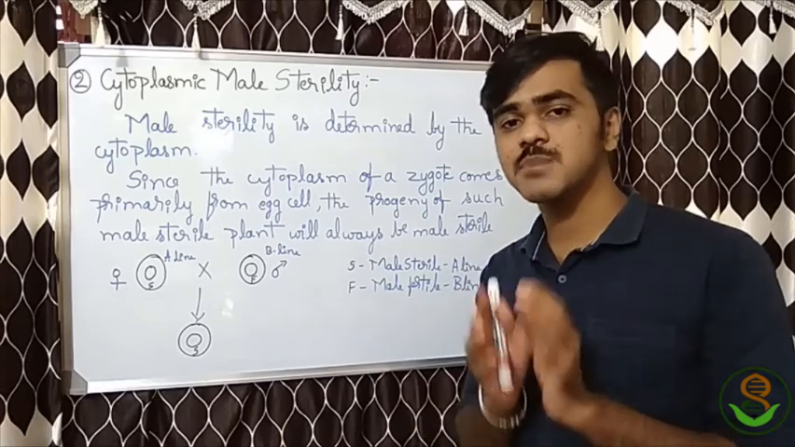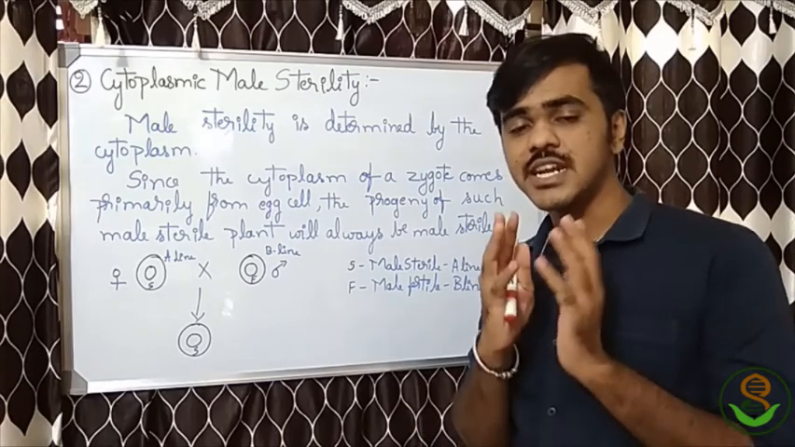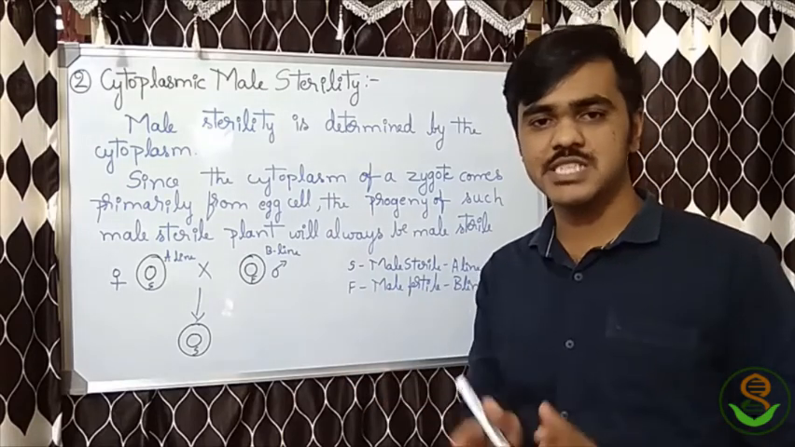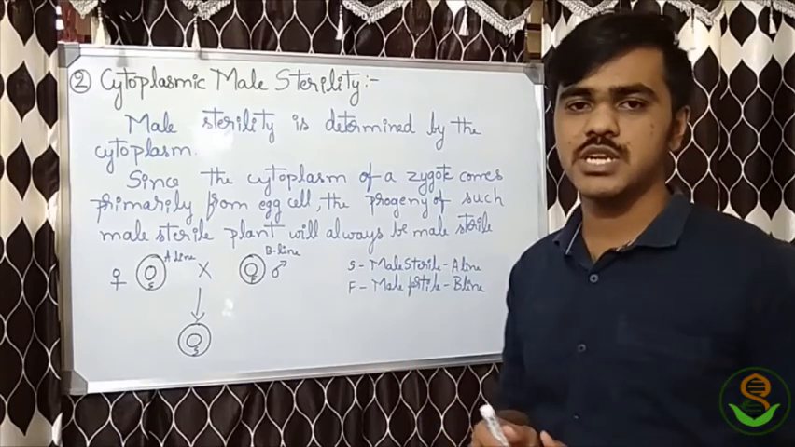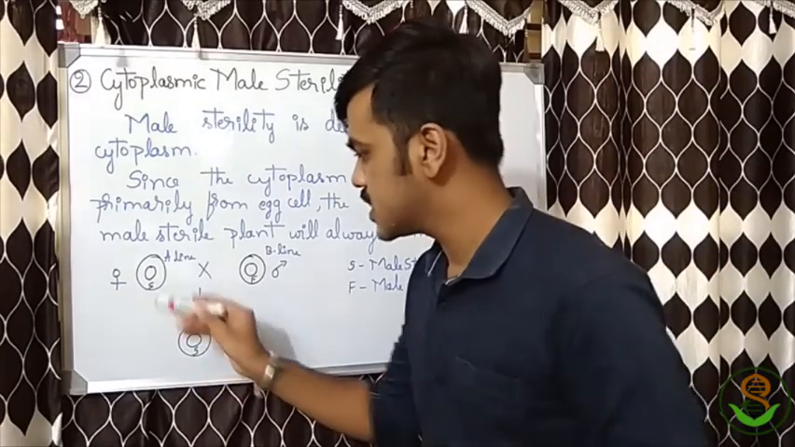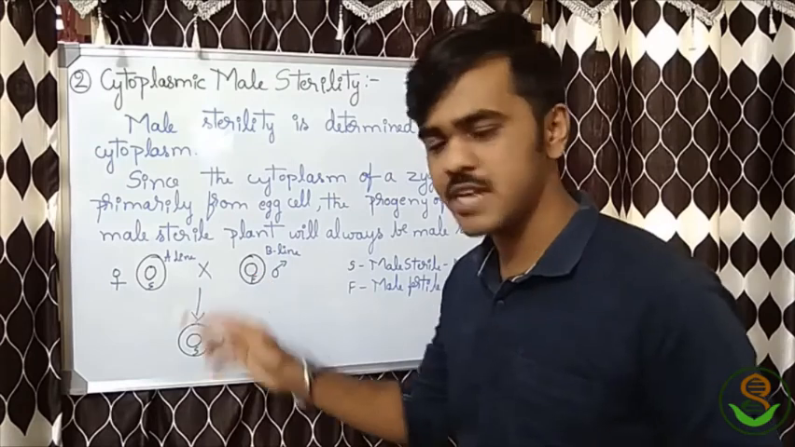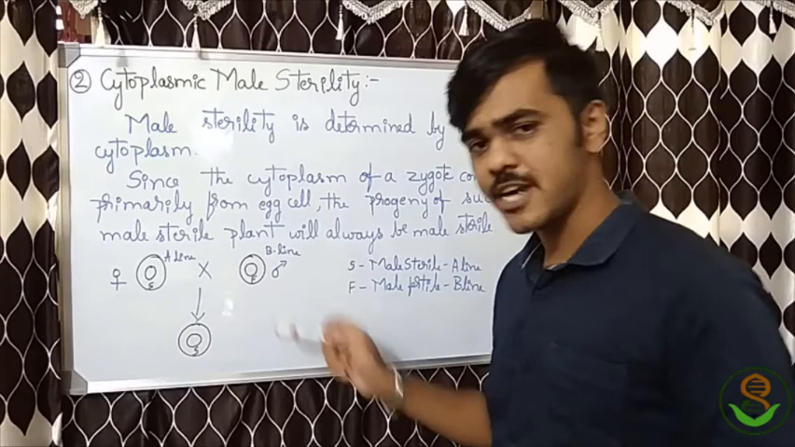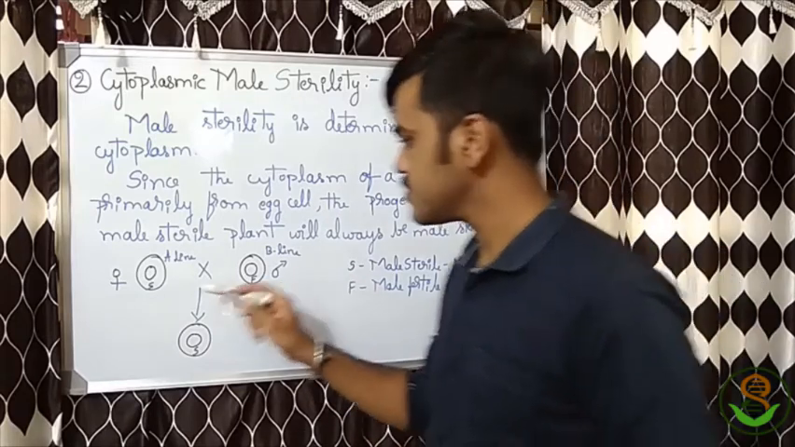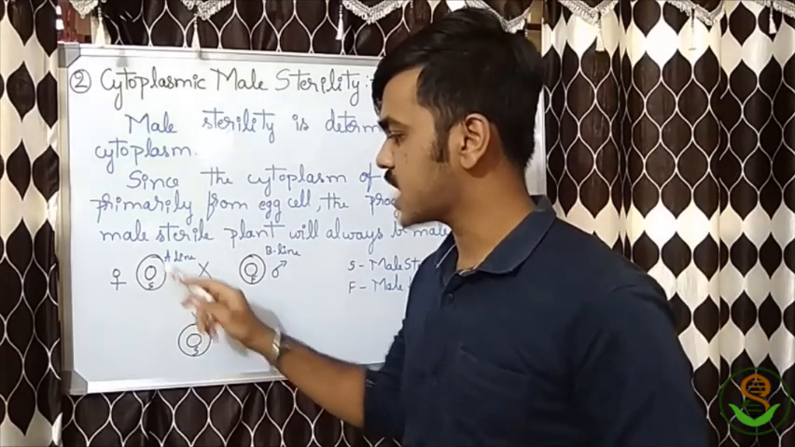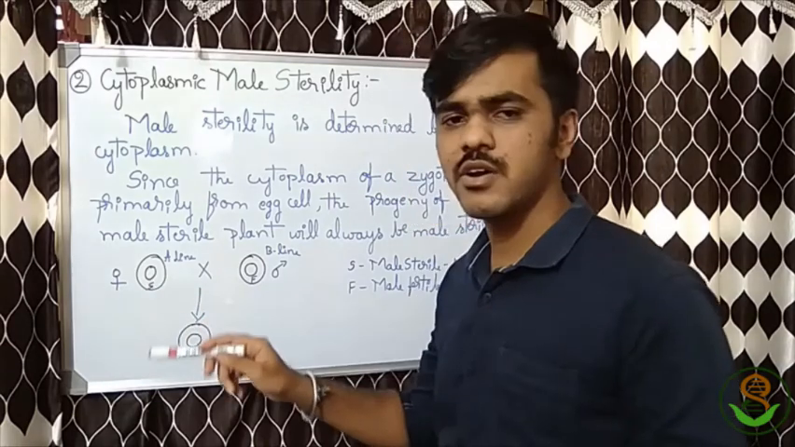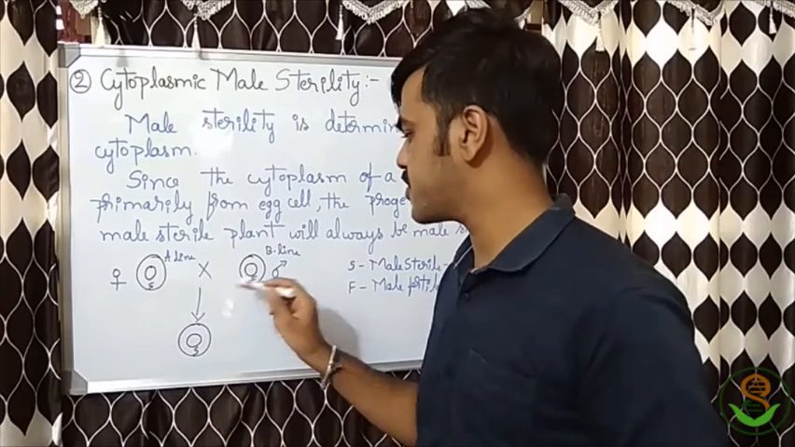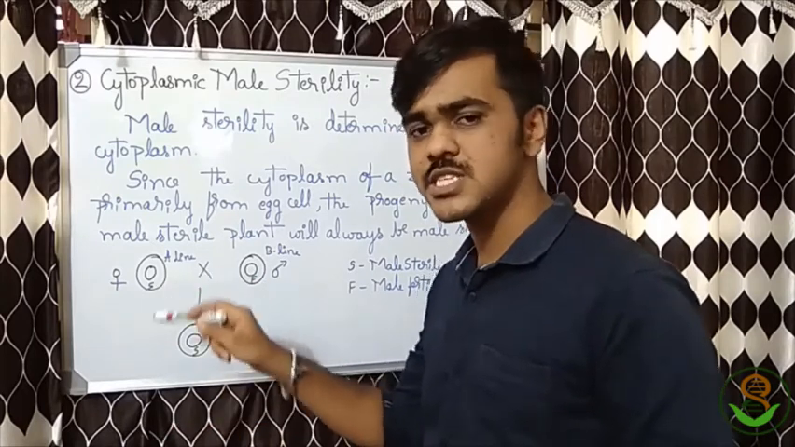And the cytoplasm contains some genes. If that gene governs male sterility, then the progeny will also be male sterile. I will explain with an example. See, consider this is the A line, a male sterile line and a female line, and the B line is a fertile line. In the cytoplasm, let's consider for understanding that the genes are equal, and the only difference between them is the cytoplasmic gene, that is, sterile and fertile genes.